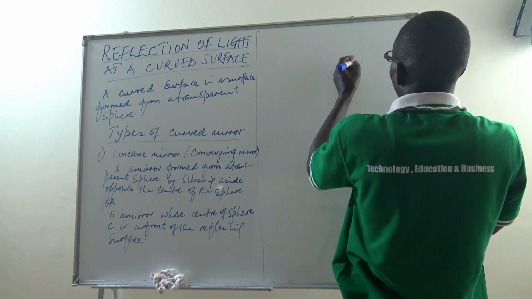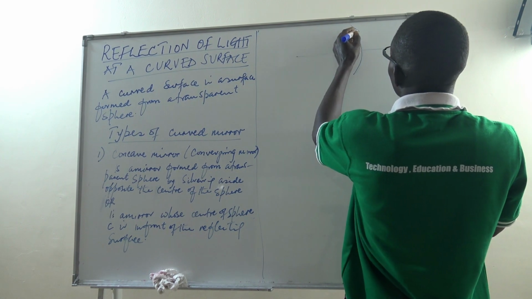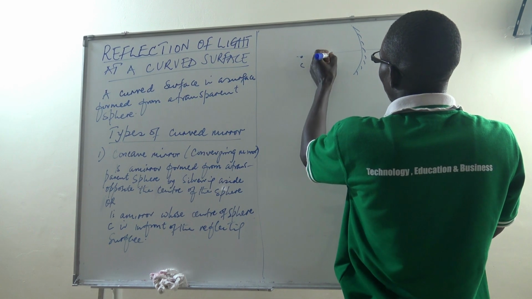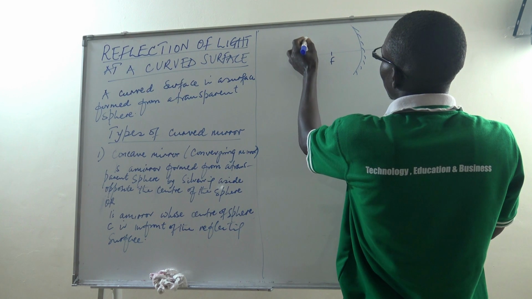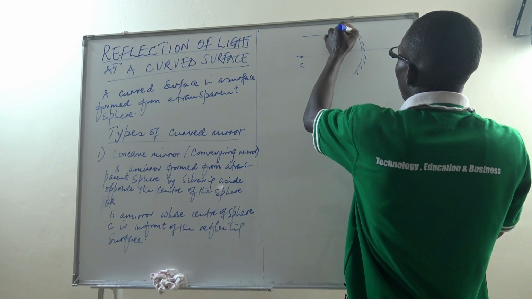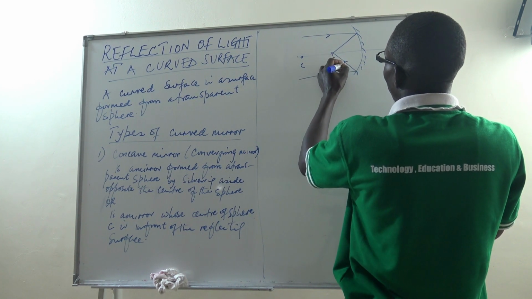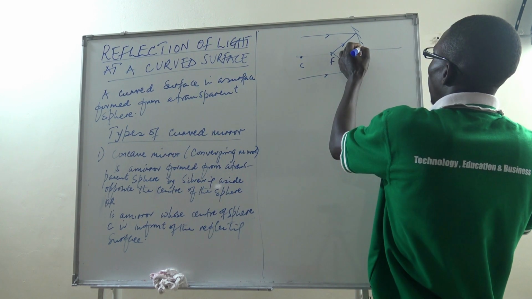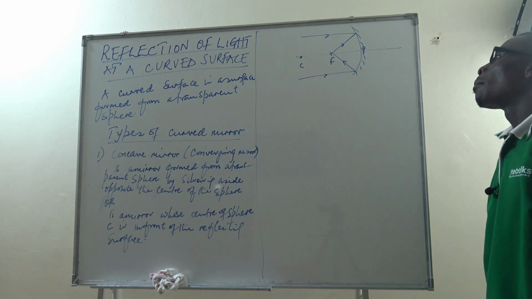It is something like this. If I have that, this is my mirror. This could be the center of curvature. This can be the focal length. So it is a converging mirror, in that if rays come here, they are reflected here. If rays come here, they are reflected there, and then pass through the focal point. And this point P will be acting as our pole.